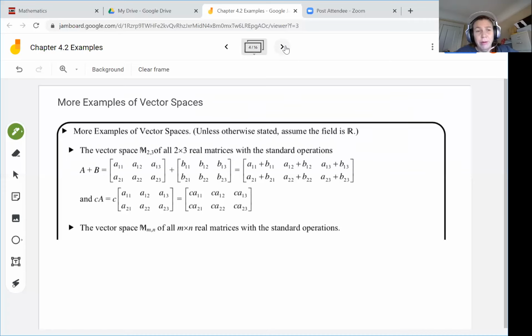And then we also know if you multiply a scalar by a matrix, that scalar gets multiplied by every entry in the matrix. So it's also closed under scalar multiplication. In general, the vector space of all m by n real matrices with the standard operations is considered a vector space.